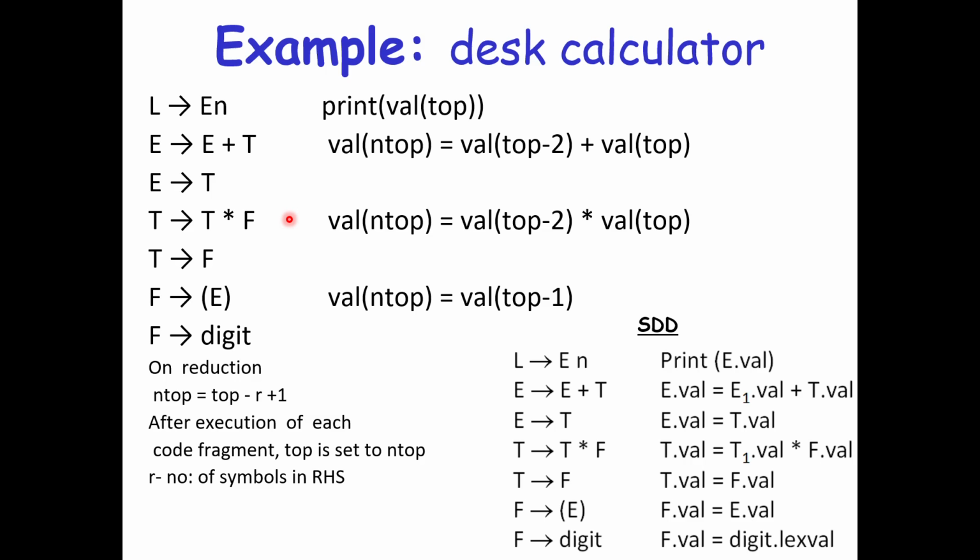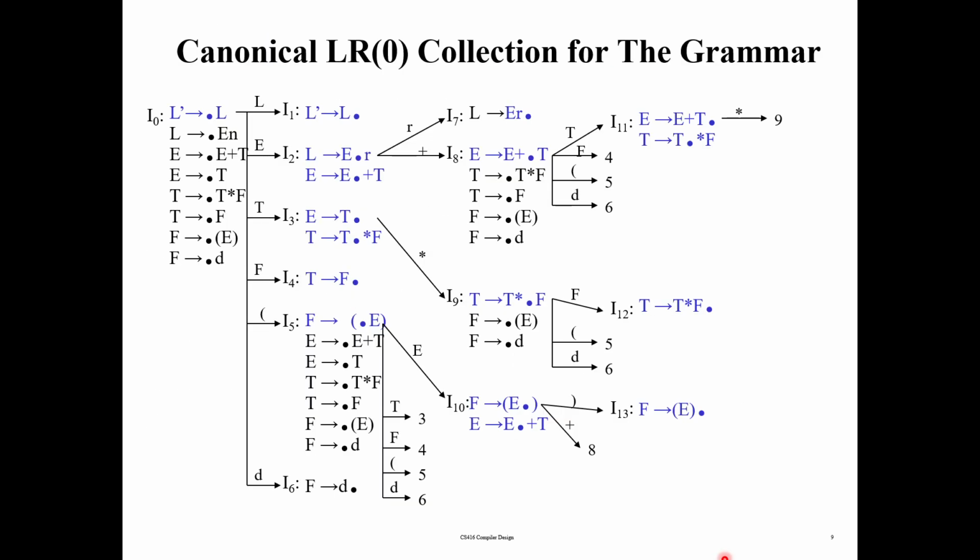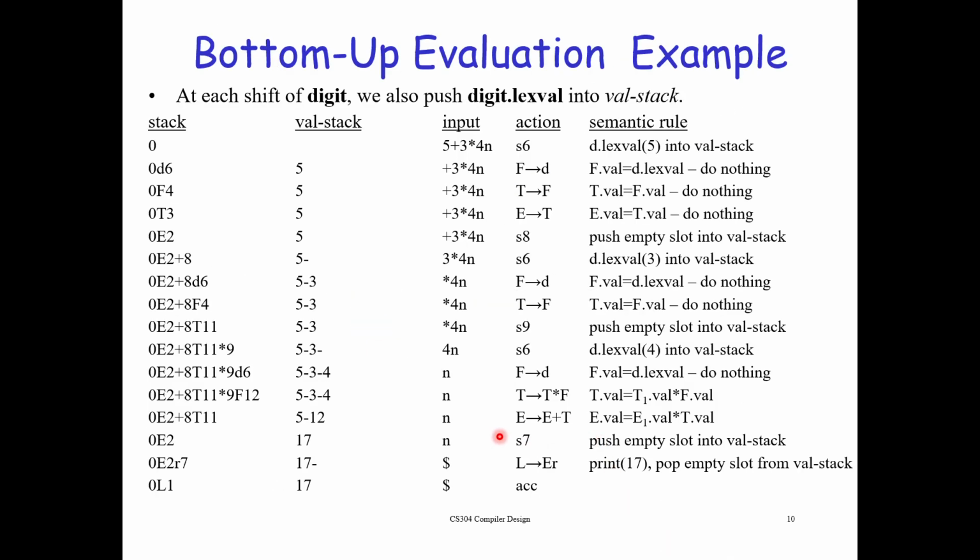Now the value stack does not have any new value, so T.val is equal to F.val. No operation is to be performed, just copying the val attribute of F to T. No change of the stack top is required, because the stack top should hold the same value even if we reduce with T gives F. So 5 should remain on the stack top.